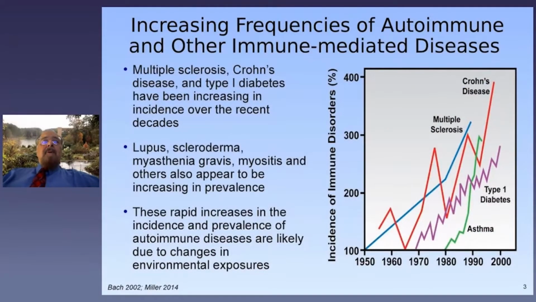The next slide shows on a cartoon on the right here the increasing frequencies of certain autoimmune diseases, and it shows the rather dramatic increases in multiple sclerosis, Crohn's disease, and type 1 diabetes in particular. But many other autoimmune diseases, virtually all of them that have been studied, lupus, scleroderma, myasthenia gravis, myositis, and many others, also appear to be increasing in prevalence, both in the US and around the world. And these rapid increases are probably the result of exposures to environmental agents that we'll be talking about a little later.